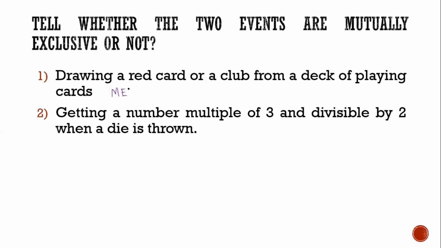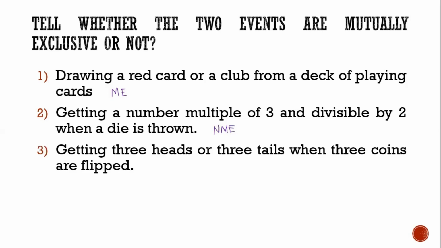Another, getting a number that is a multiple of 3 and divisible by 2 when a die is thrown. Which number on the die is a multiple of 3 and divisible by 2? Can it happen at the same time? Yes, because 6 is a multiple of 3 and divisible by 2. It can happen at the same time. Therefore, these two events are not mutually exclusive.